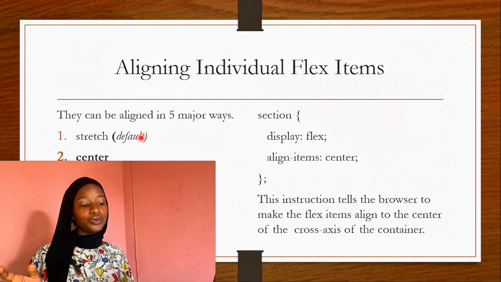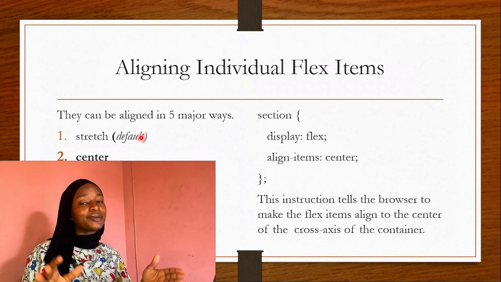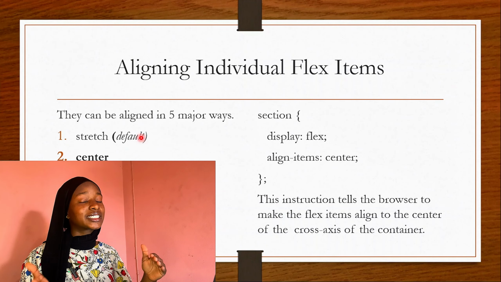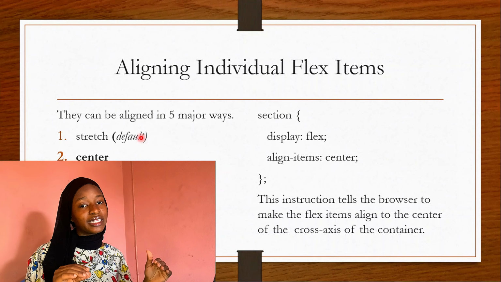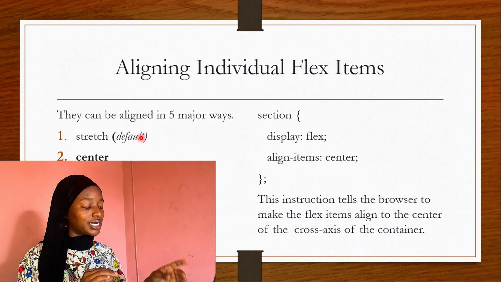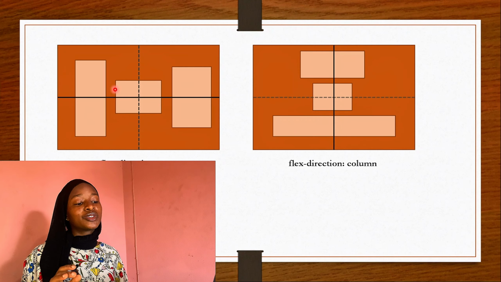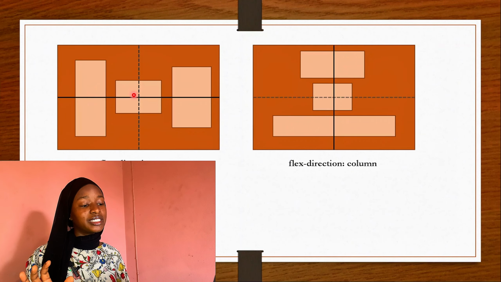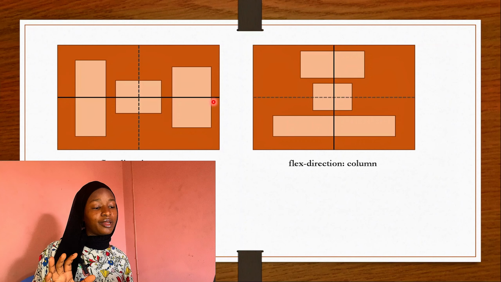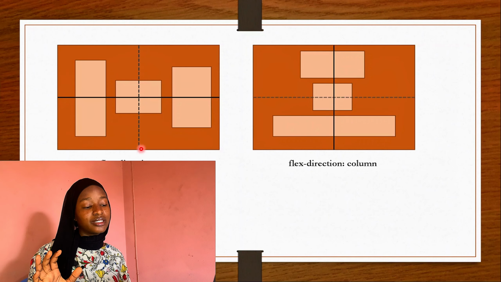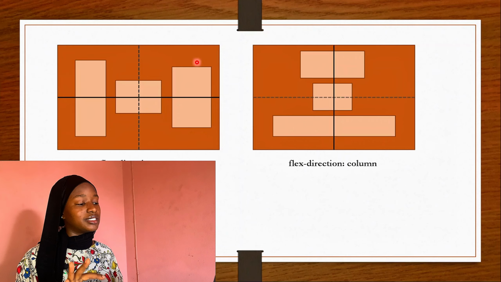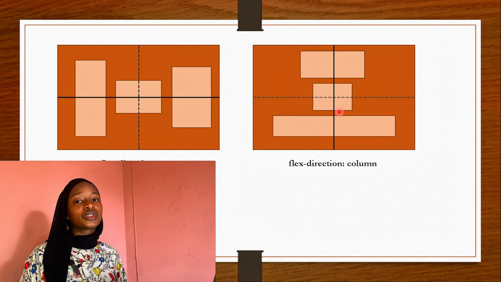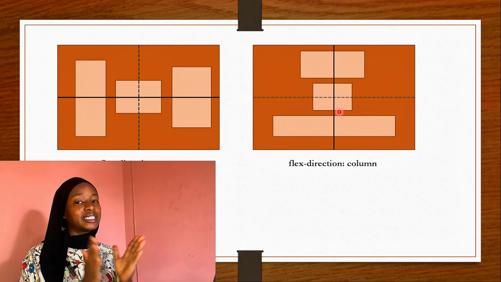Now let's move to the next one, which is center. Align-items center tells the browser to make the flex items align at the center of the cross axis. So each flex item is going to be aligned at the center of the cross axis, just like we see here. This is the center of the first item, this is the center of the second item, and this is the center of the third item. And then they pick the center of the cross axis, which is where the main axis is. So they all came together to stay at the center of the cross axis. Same for the flex direction of column. So that is what center does. It just brings them to the center of the cross axis.